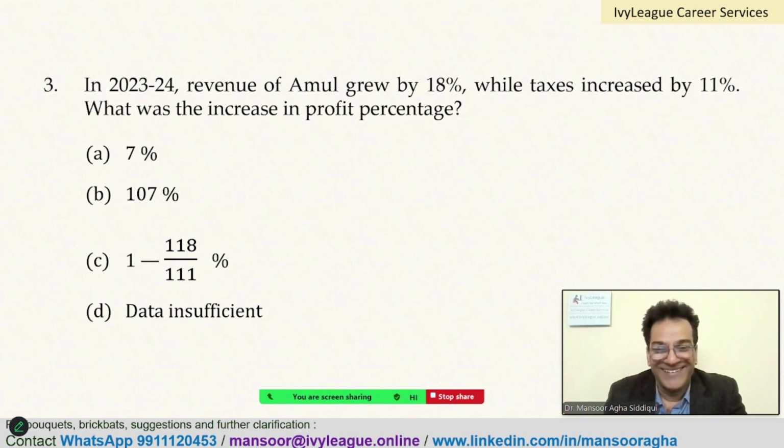But is this the right way of thinking? Yes, for this question, this is the right way of maths thinking. Perfectly right way of thinking. There's a lot of data which is missing here, but there is one important data which is actually missing, apart from the actual values, and that is the expenditure of Amul.